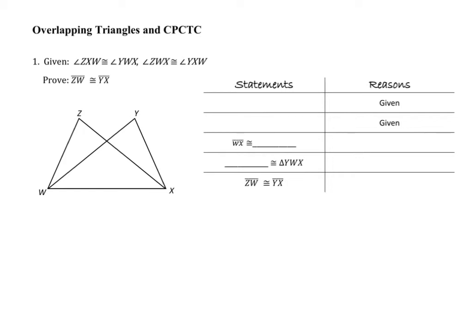Now we're going to combine the last two videos together and do overlapping triangles with the corresponding parts of congruent triangles being congruent. So let's take a look at this proof. We are trying to prove that ZW, this segment here, is congruent to segment YX.